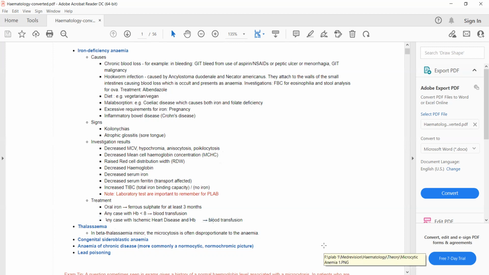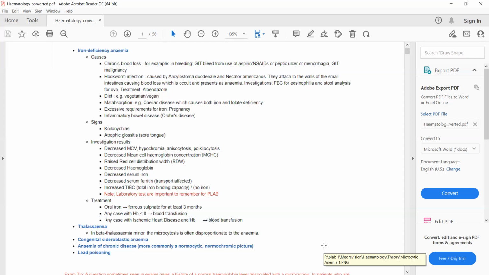So the most common cause of microcytic anemia is iron deficiency. Now, what are the things that can lead to iron deficiency? Iron deficiency is most commonly caused by chronic blood loss. Examples of chronic blood loss include menorrhagia in females and GIT blood losses.